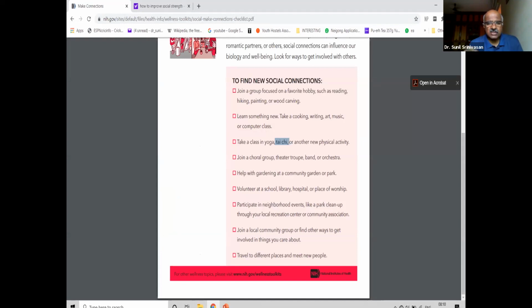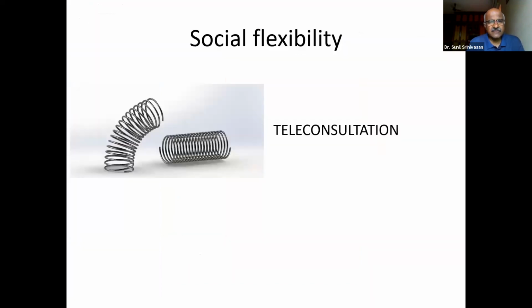So I have selected only 3 tools for you in the social domain. We'll see the first tool, that is social flexibility. What does it mean? I have been in practice for 31 years, and all along I thought that I should sit in my clinic and patients will come to me. But in the past 6 months I realized it is not going to happen. So now I have started going to the patients. How? I do it by teleconsultation. Now, this is a very scary thing for me.